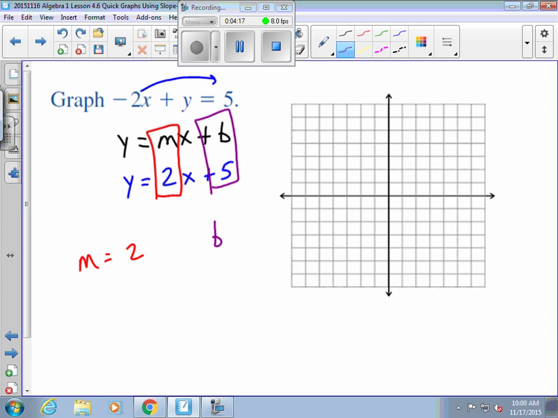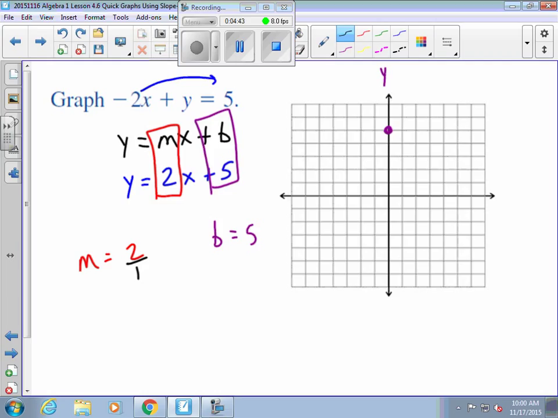B is 5. Remember, b tells you where to begin on your y-axis. So begin at 1, 2, 3, 4, 5 right there. Your slope is 2. Remember, m tells you where to move. All slopes are fractions, even if they aren't written as fractions. You have to write it as a fraction by putting it over 1. Slope is rise over run.